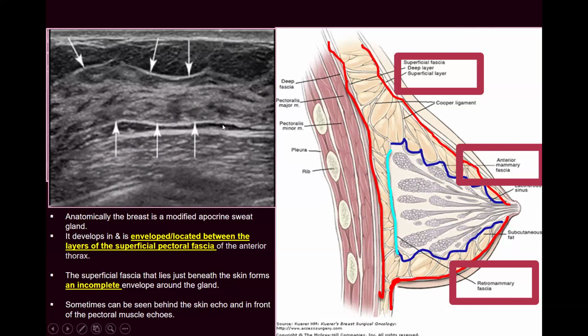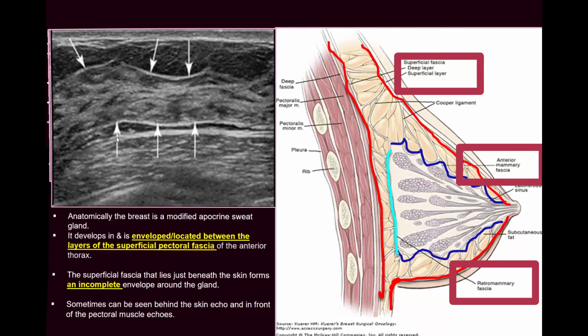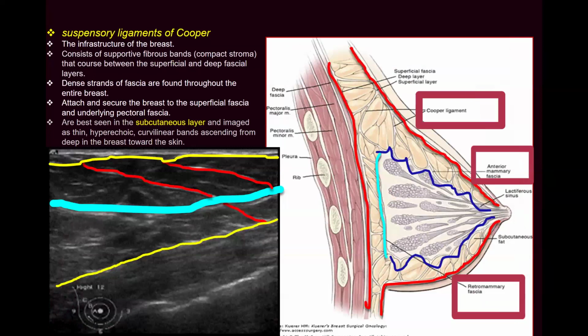This is the most representative ultrasound image for both the anterior and the retromammary fascia. You can see it here. This is the retromammary fascia. This is the anterior mammary fascia or pre-mammary fascia. And this is the superficial layer of the superficial fascia. And we can see part here of the deep layer of superficial fascia. You see, we can see it here. Okay. Going further, we discussed the superficial fascia and the anterior and retromammary fascia.